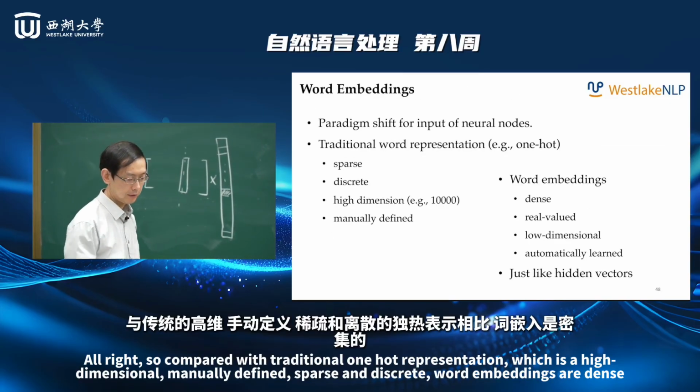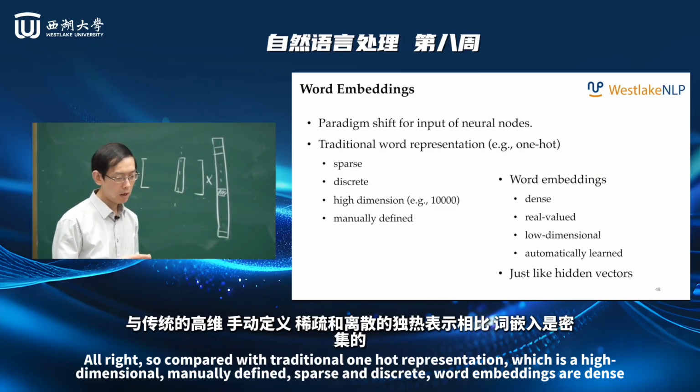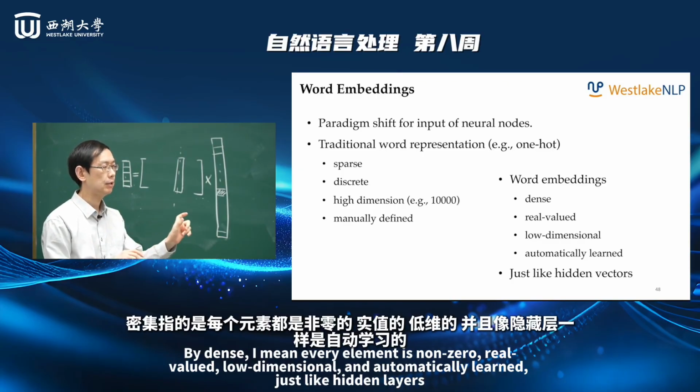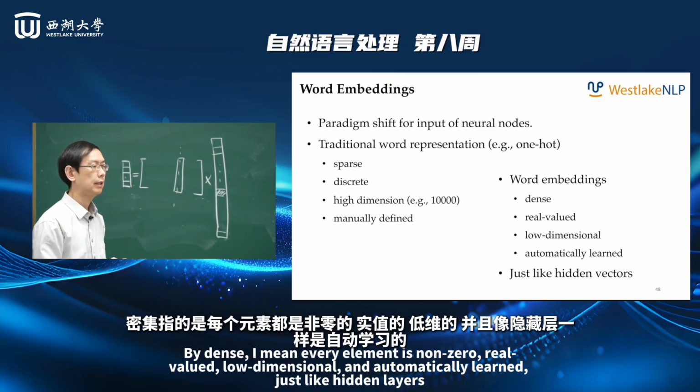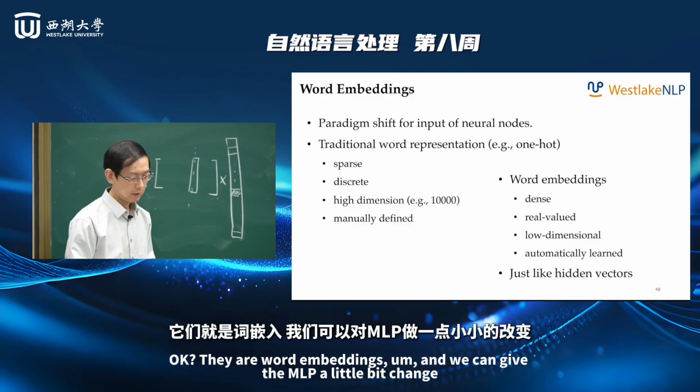All right, so compared with the traditional one-hot representation, which is high-dimensional, manually defined, sparse, and discrete, word embeddings are dense. By dense, I mean every element is non-zero, real-valued, low-dimensional, and automatically learned, just like hidden layers. They are word embeddings.